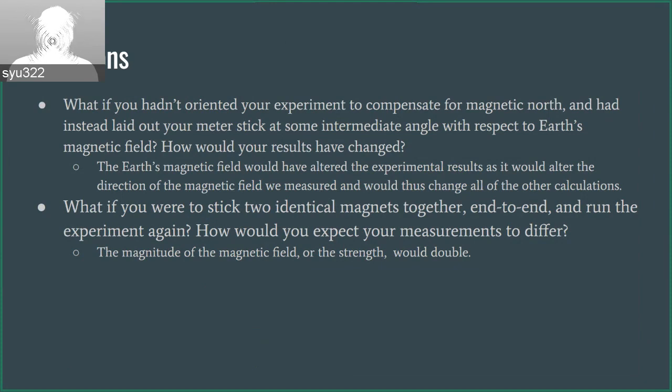What if you were to stick two identical magnets together end to end and run the experiment again? How would you expect your measurements to differ? Well, I would just expect the magnitude of the magnetic field, or the strength of the magnetic field, to double, as you're just dealing with two magnets instead of one.